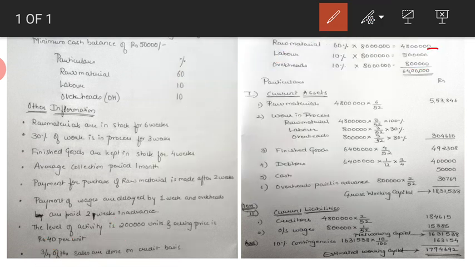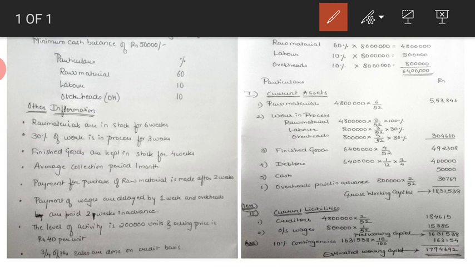So 48 lakhs is your total raw material cost, 8 lakhs is your total labor cost, and 8 lakhs is your total overhead cost. So the total cost comes to 64 lakhs. Okay. Now once we have done this basic calculation of calculating the total cost, as we have done it in the previous problem also, the next part is we have to estimate the working capital. Now how do we estimate working capital?